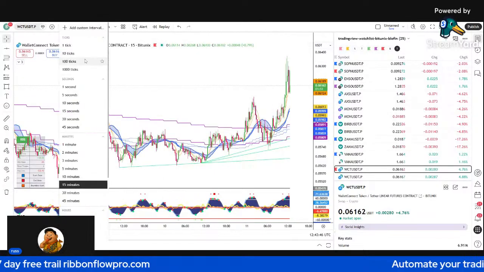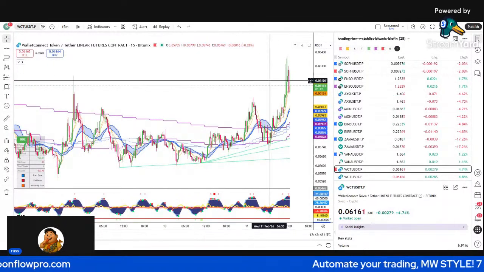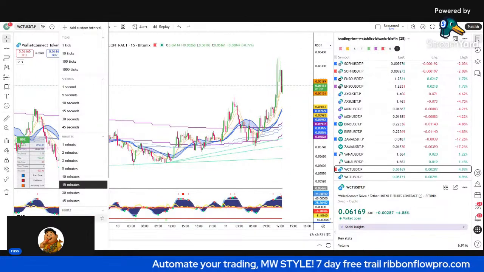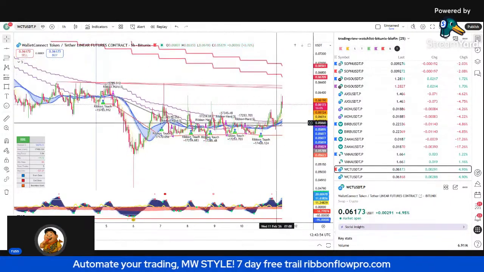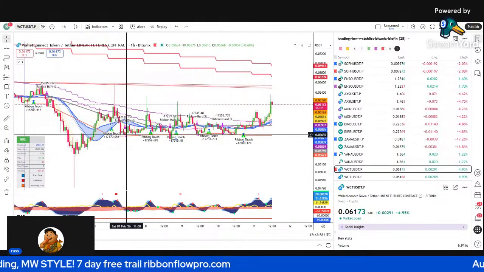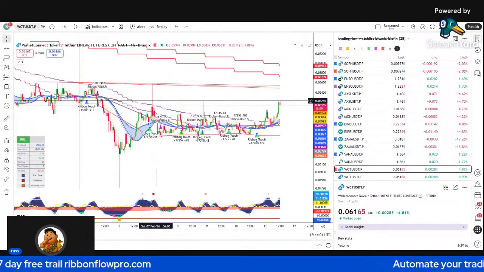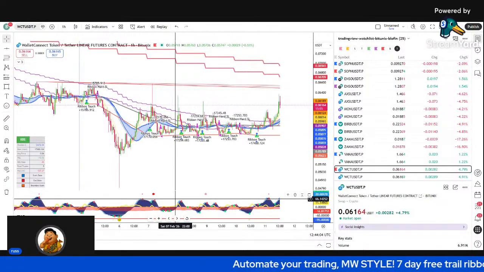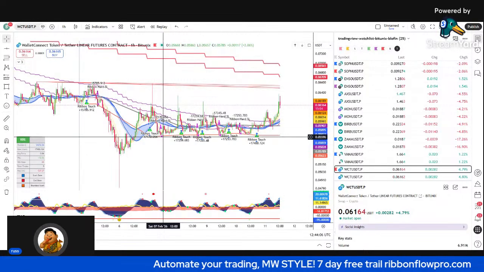WCT is showing a good move up. And see this accumulation range. I think this thing at the bottom is great for the range. Getting in and out in the range.